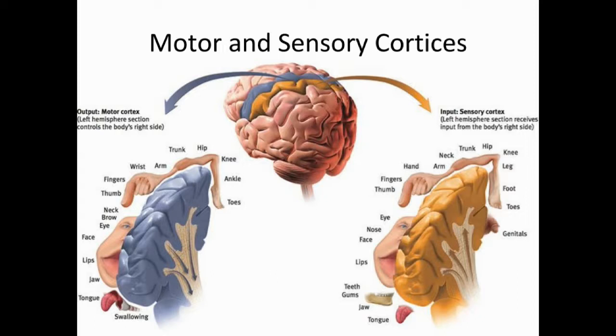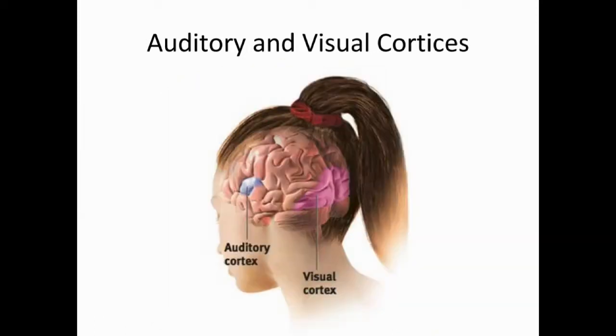All right, so those are our motor and sensory cortices. One last note about the sensory cortex. When we're talking about a sensory cortex, we're really only talking about one specific sense, and that is the sense of touch. And so sometimes it's referred to as a somatosensory cortex, somato referring to that sense of touch.